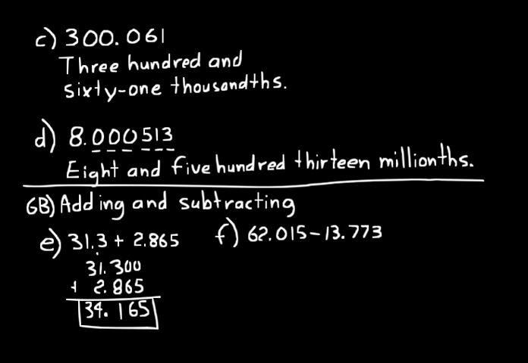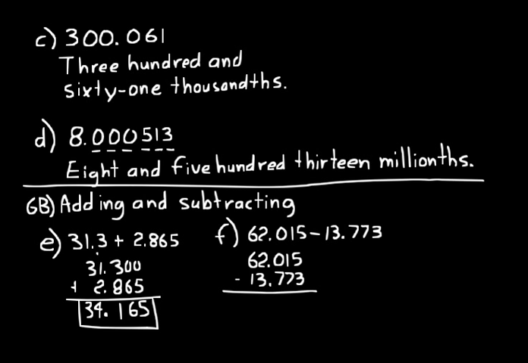Let's do a subtraction problem. In subtraction, the order does matter. Let's just line these up. The first number, the bigger one, we put on top, 62.015. The smaller one on bottom, minus 13.773. So the order does matter when we're doing subtraction. It doesn't matter in addition. And now let's go ahead and subtract.